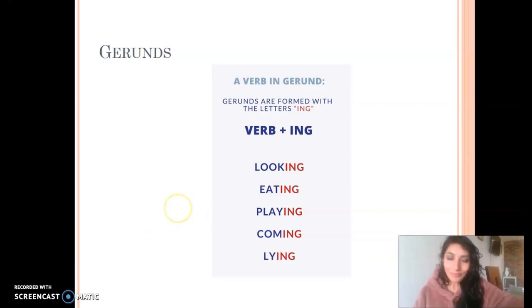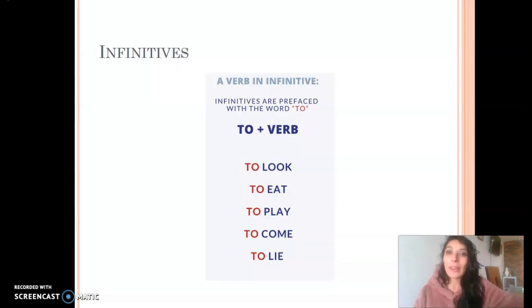So we're going to continue now with infinitives. So what is a verb in infinitive? As I have told you, verbs can be followed as an object of the verb in an infinitive form also. Infinitives are prefaced with the word to. They are easier to build because you have just to first write the word to and then the verb in the base form.